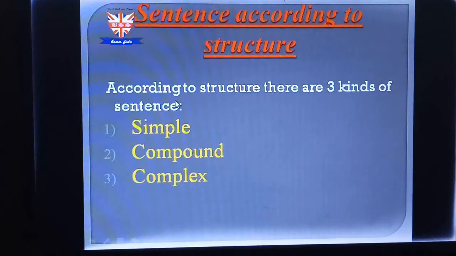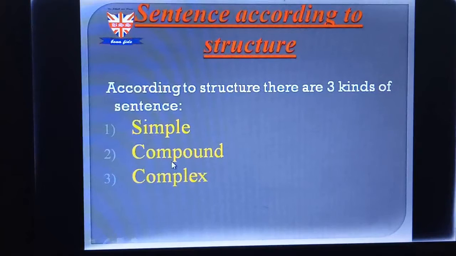If we are discussing the classification according to structure, there are three kinds of sentence: simple, compound, and complex. Okay, so if we want to know the definition of this classification of sentence according to structure, usually we used to go for the simple first, then we go for compound and then complex.